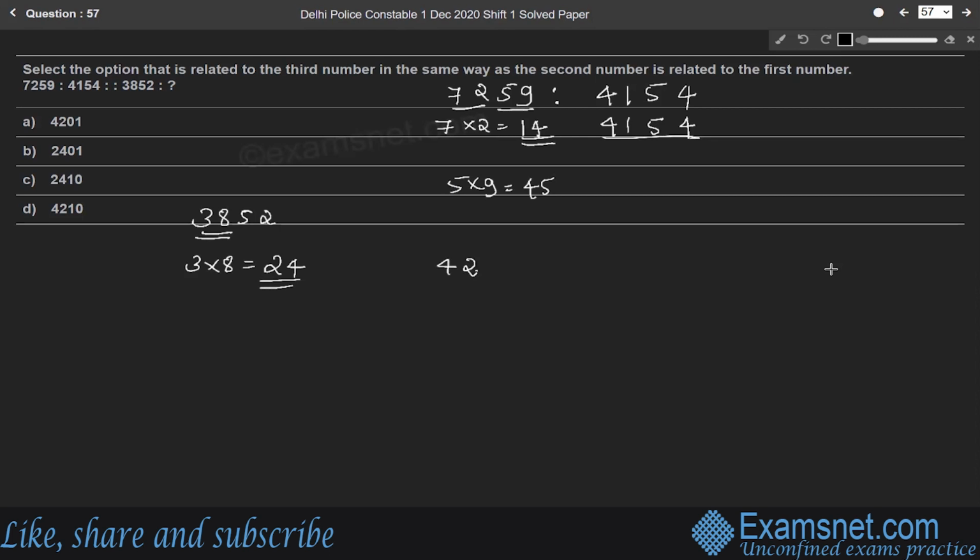Instead of 2 4, we have to write 4 2. And for the last two digits, 5 into 2 is 10. We have to write 0 1. Therefore, 4201 is the code of 3852. Therefore, option A.